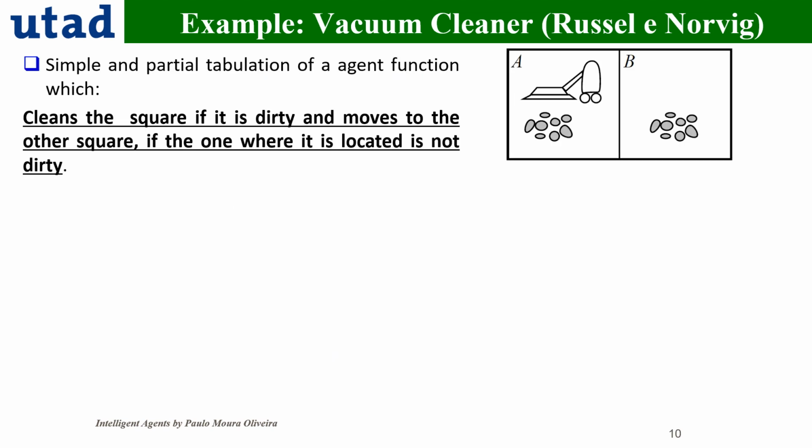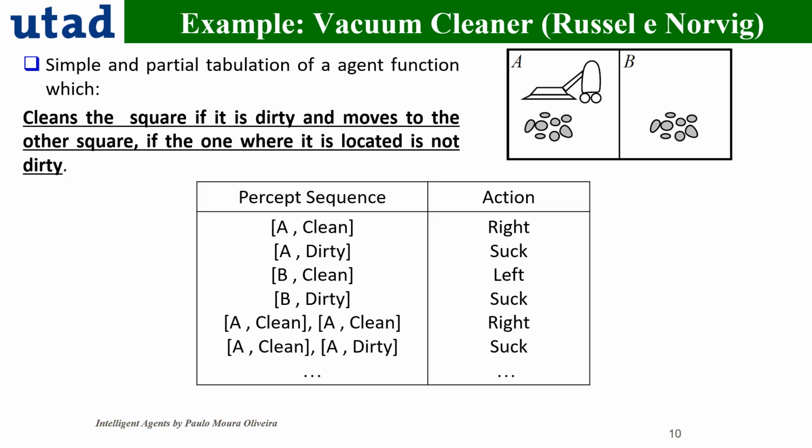A simple and partial tabulation of the agent function for this purpose means to clean the square if it is dirty and move to the other square if the one where it is located is not dirty. There are a lot of ways to do that. For instance, if A is clean, it should move to the right. If A is dirty, it should suck. If B is clean, it should move to the left, etc. This is a possible table for the function.